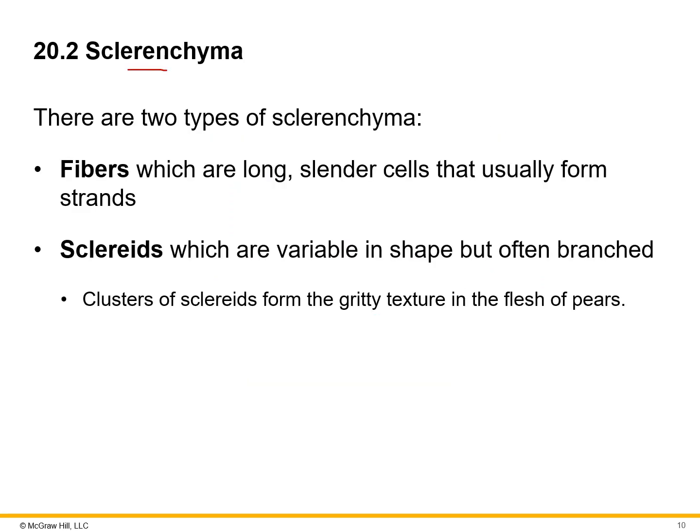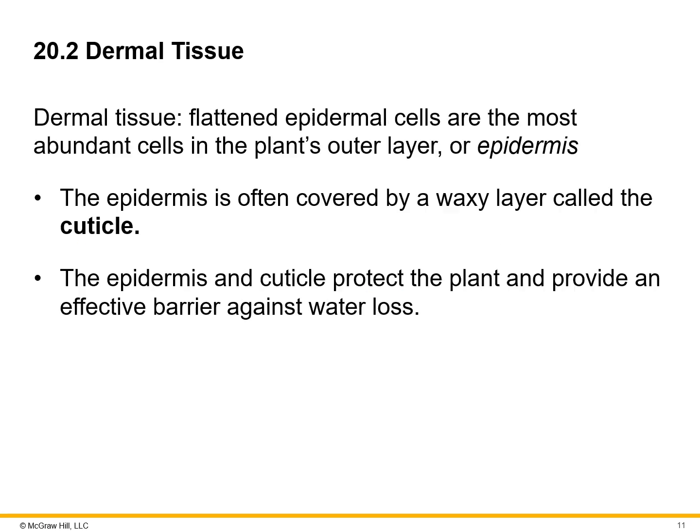Just a little bit more about the sclerenchyma. There are two types of that. There are fibers, which are long, slender cells. And then there are sclerids, and these have a little different variable shape. They're not always the same, but usually they're kind of a branch-like network, and clusters of those give that kind of gritty texture to the flesh of pears. So if you like pears, or at least are familiar with them, that kind of gritty texture, that's made up of a bunch of these sclerids.